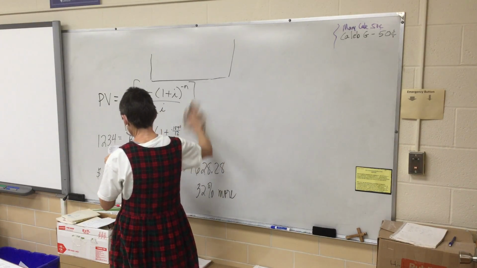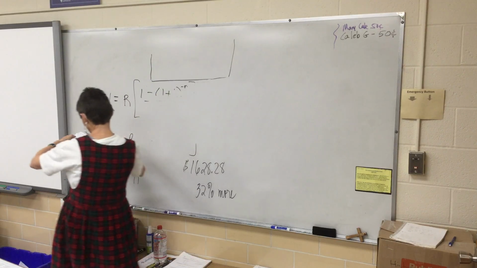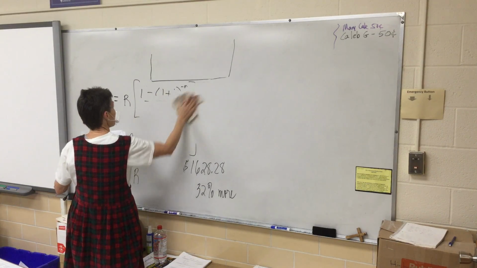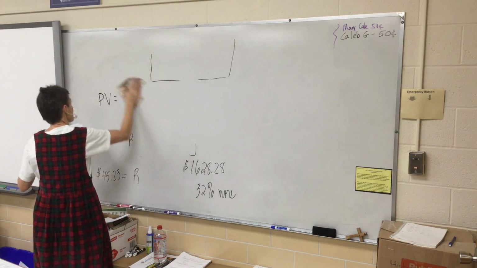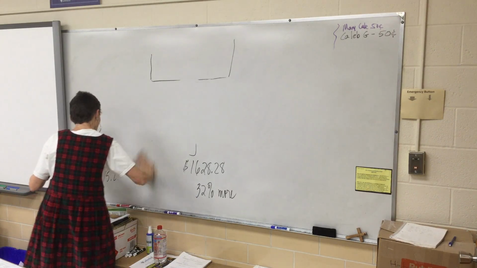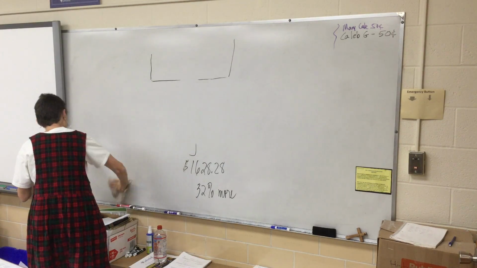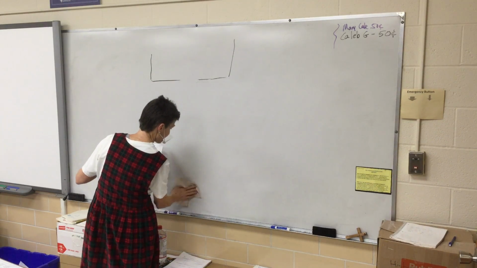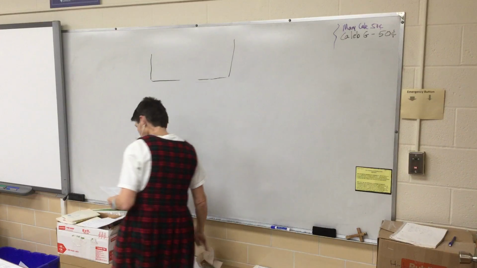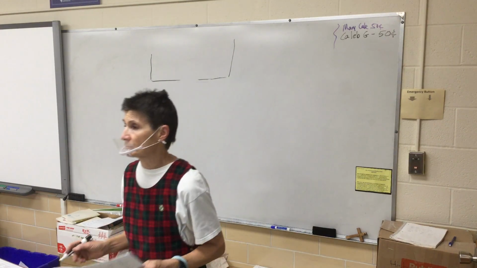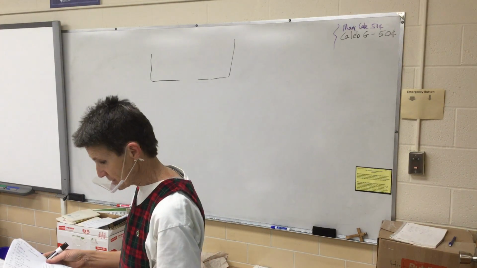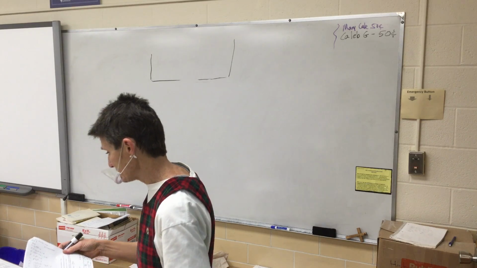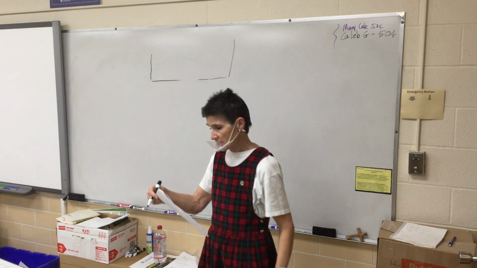Could we do number 6? Yep. Find the interest rate, this is number 6 on final test practice. Find the interest rate compounded monthly necessary to triple an investment in 17 years. Okay, what formula are we using?